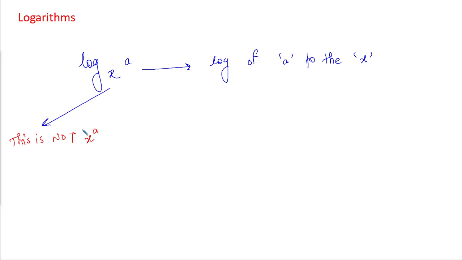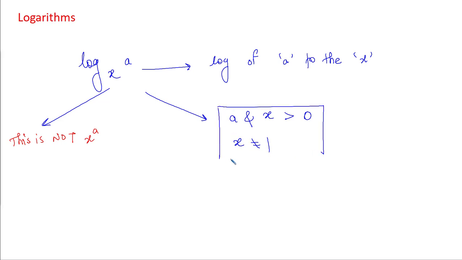Now, what are the conditions on a and x? a and x are always positive numbers, and the value of x cannot be equal to 1. These are the two conditions we need to remember. So what we can remember here is that we take the log of only positive numbers. We do not take the log of 0 or the log of a negative number. Log of 0 and log of a negative number are not defined. Log is defined only for positive numbers.